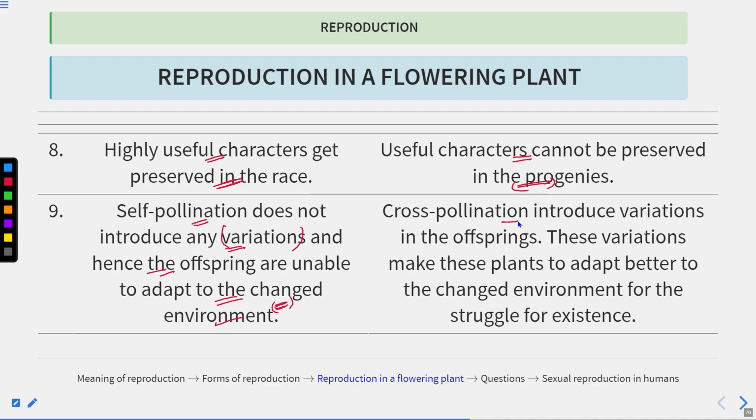Clear? Whereas cross-pollination introduces variations in the offspring, and these variations make the plants adapt better to the changing environment for the struggle for existence. So these variations are brought about in the offspring due to cross-pollination. Clear? And because of this variation, the plant is able to survive in the changing environment. So there is a struggle for existence, and the better adapted individual will survive.